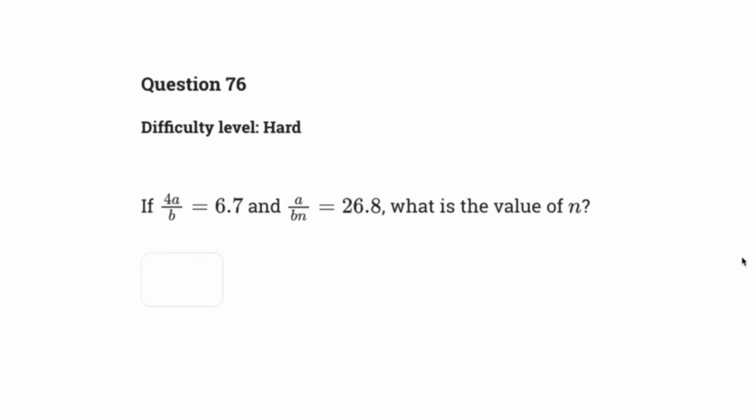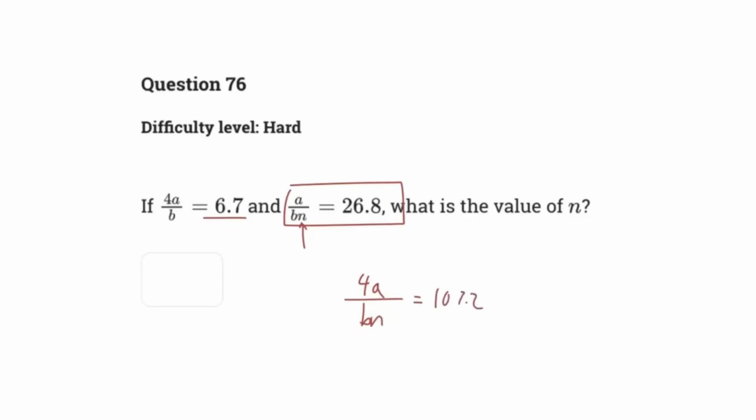All right, so this problem says if 4a over b equals 6.7 and a over bn equals 26.8, what is the value of n? So to help us find the value of n, it'd be very helpful for us to scale up everything, right? Because we already know what 4a over b is, that's equivalent to 6.7, so we can use that to help us compare the values to ultimately find n. So if we were to scale up this entire equation by 4, we'd have 4a over bn, and then we would have to multiply 26.8 by 4, which gives us a value of 107.2.